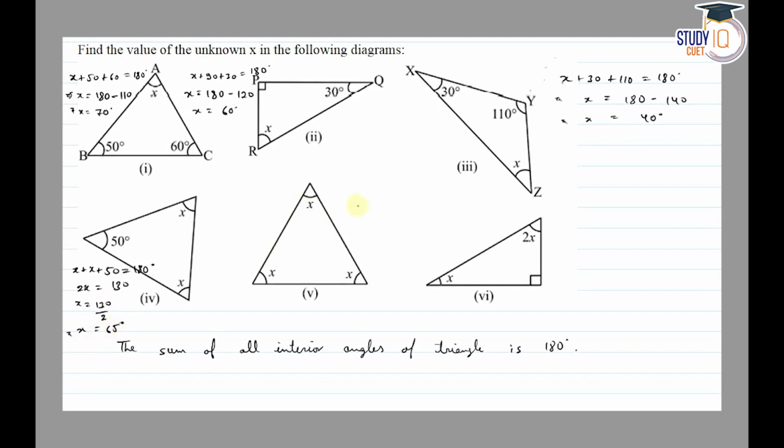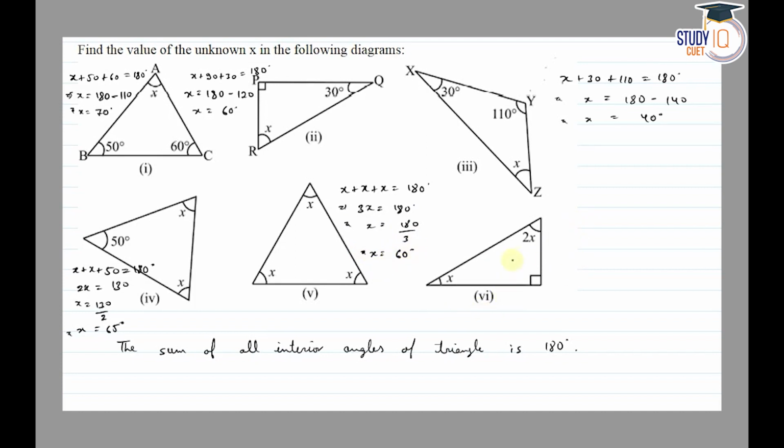And in fifth, sum of all interior angles means x plus x plus x is equal to 180 degree. So 3x is equal to 180 degree and x is equal to 180 by 3. So x is equal to 60 degree.